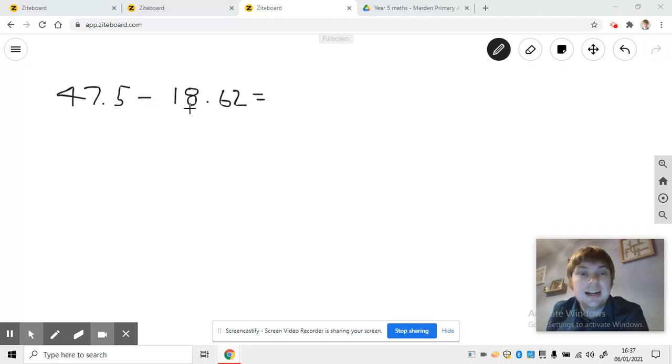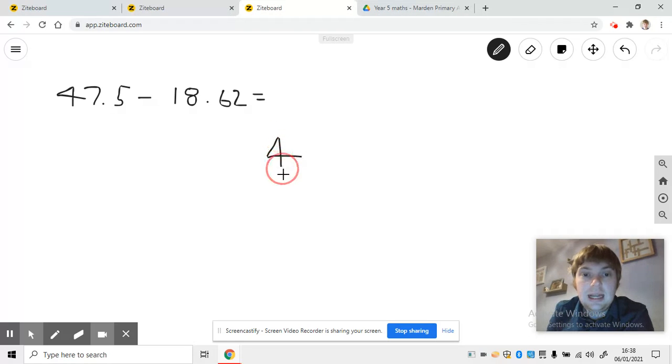47.5 subtract 18.62. Now, every now and then we have one of these that some of you come unstuck on, and it's the fact that in terms of decimal places, here we have 2 decimal places, here we have only 1. So I'm going to show you how we can solve this. That will give you the confidence when it comes to doing the one in the test, and then hopefully you'll get 18 out of 18.